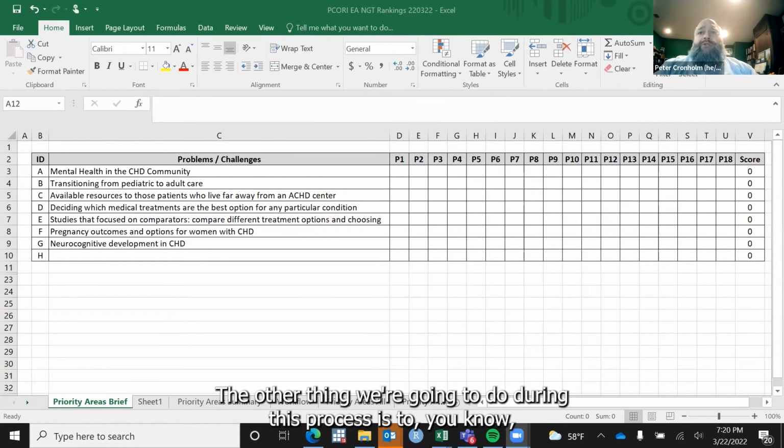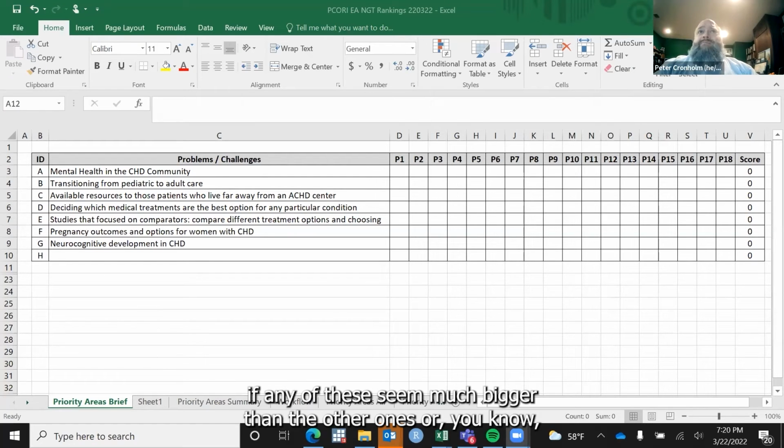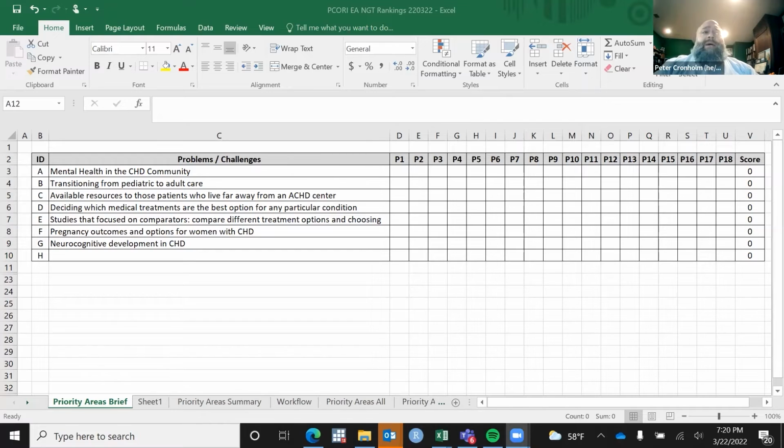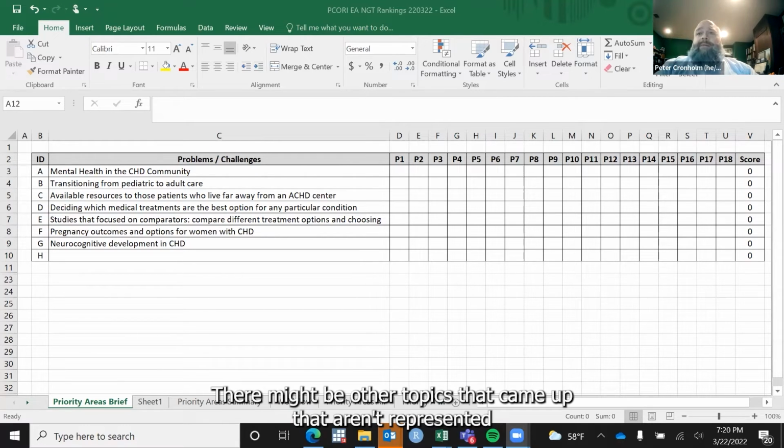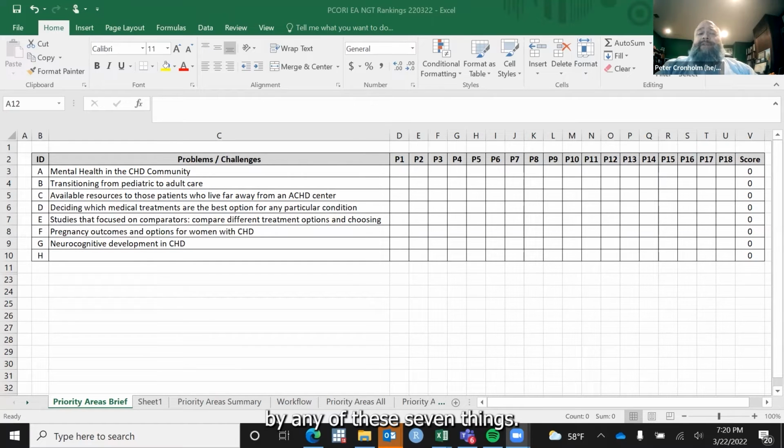The other thing we're going to do during this process is, if any of these seem much bigger than the other ones, or you think maybe are too big and ought to be broken up, or if any of them seem very similar and ought to be combined, we can also discuss that. And I would also say, gosh, has it been a month? That went really fast. It's been a while since we had our last meeting. There might be other topics that came up that aren't represented by any of these 7 things. And if that's the case, then feel free to add an additional item.